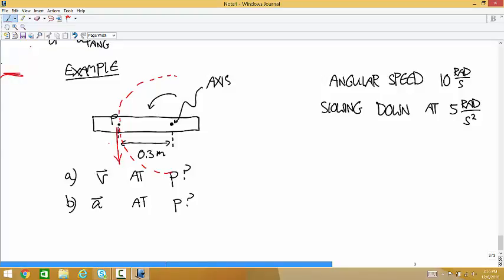And is the rotation speeding up or slowing down? It says slowing down. That's how you know. So the velocity is this way. The tangential acceleration's this way. The centripetal acceleration's toward the center of the circle. And now that we have all the directions, we can just worry about the magnitudes and start putting it all together.